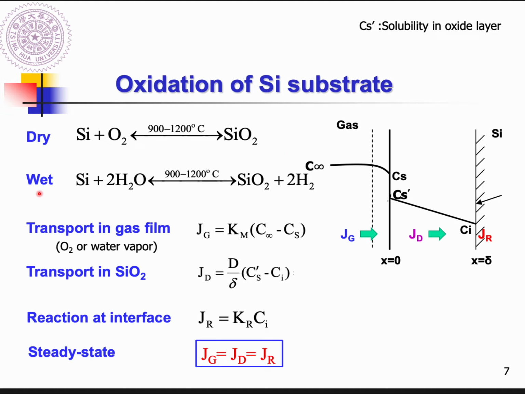And the wet method is when you flow water vapor to react with the silicon substrate at high temperature, and you will grow silicon dioxide on top of your silicon substrate, and in the meantime you will generate some hydrogen. So the question would be, which method can have a higher growth rate of silicon dioxide?